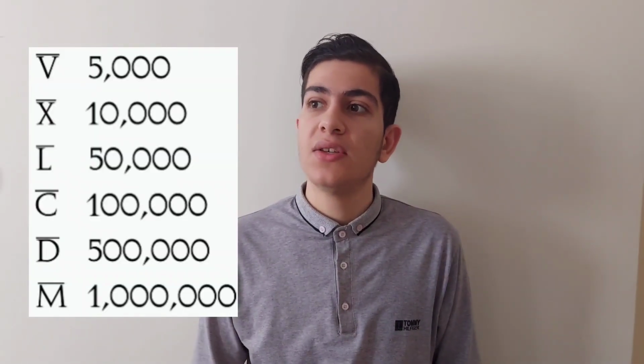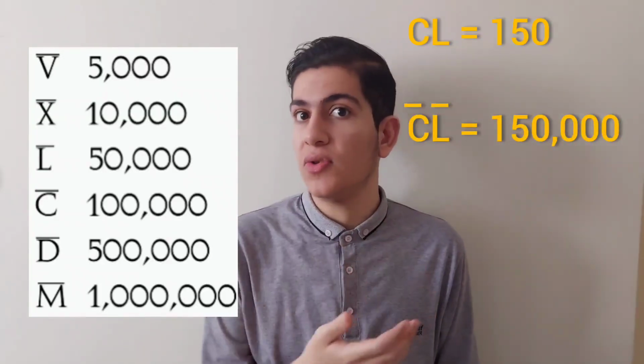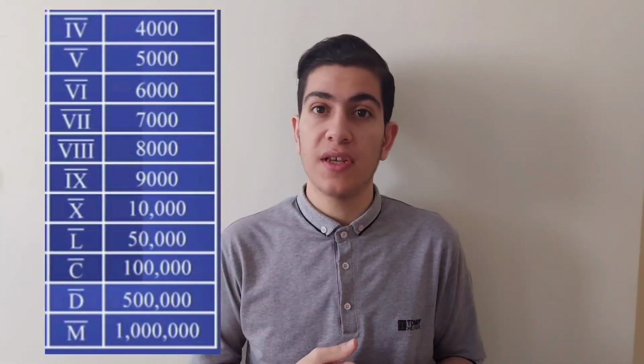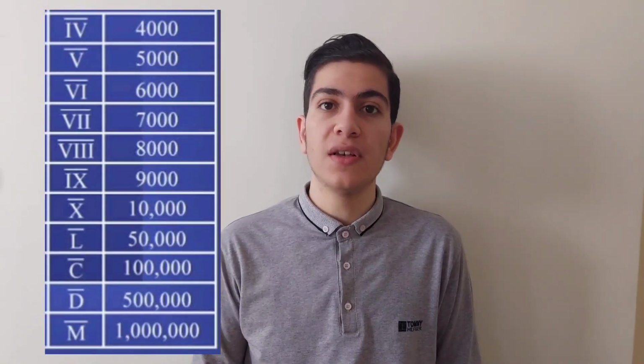So the last rule is that if a bar is placed above the Roman numeral symbol, then the value increases by 1,000 times. So CL is 150, but CL barred is 150,000. This is really useful for large numbers. Here on the screen you will see some examples for large numbers in Roman numerals. They use bars to show these large numbers.